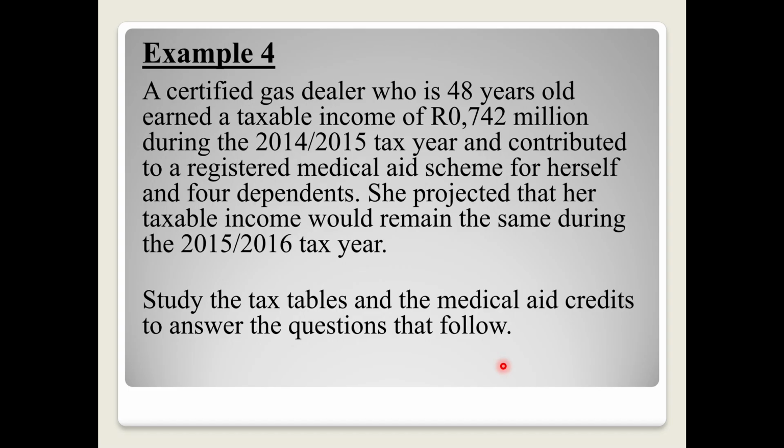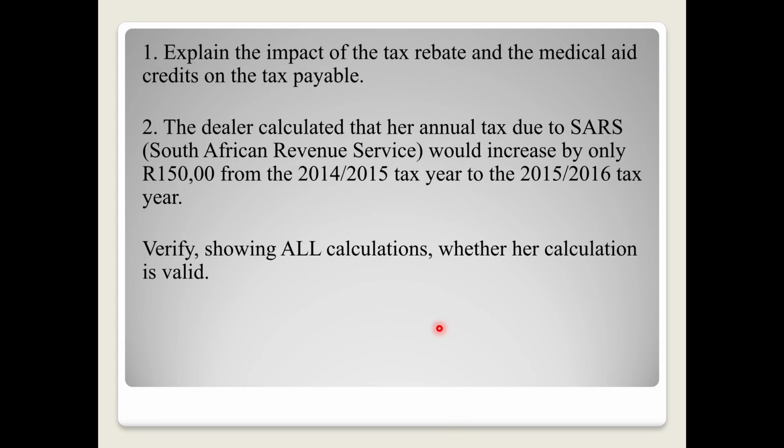All right, so this is now a different question than the previous 3. Our first question is: explain the impact of the tax rebate and the medical aid credits on tax payable. And the second question: the dealer calculated that her annual tax due to SARS, the South African Revenue Service, would increase by only 150 rand from the 2014-15 tax year to the 2015-16 tax year. Verify, showing all calculations, whether her calculation is valid or not.